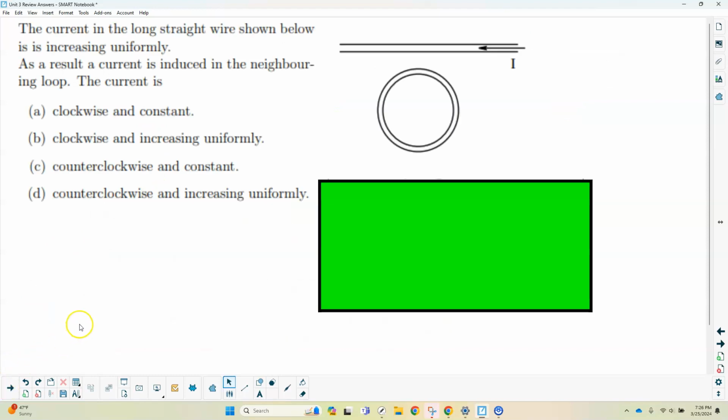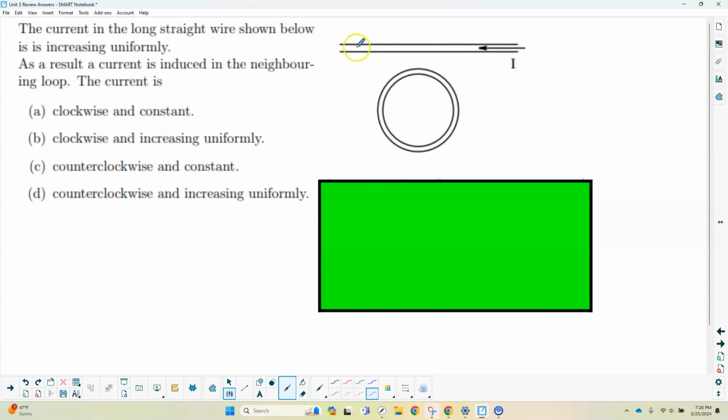The next one's another conceptual one. This one combines a couple things. This is Lenz's law and Faraday's law, where you're inducing a field and inducing a current to oppose the changing flux. In this one, it reads, a current in a long straight wire shown below is increasing uniformly. As a result, a current is induced in the neighboring loop. The current is what? So we're trying to figure out what's going on.